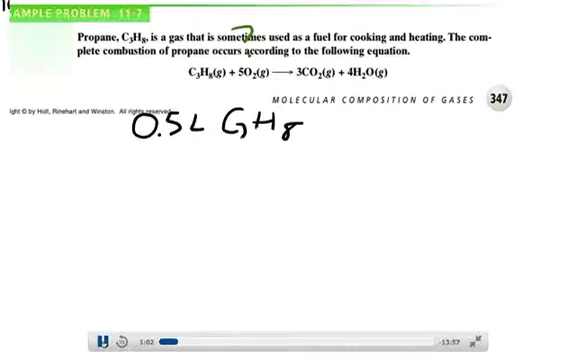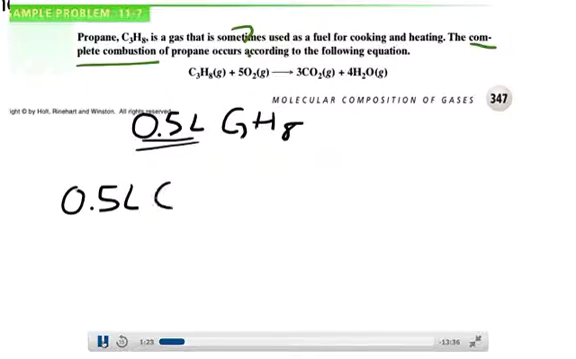Because, like we've spoken of before, if we don't have enough oxygen, then we don't have what's called complete combustion. We have incomplete combustion. And remember, incomplete combustion makes carbon monoxide. So it actually is incredibly important that we have enough oxygen to fully react with our 0.5 liters of propane that we have. Okay, so I have 0.5 liters of C3H8.